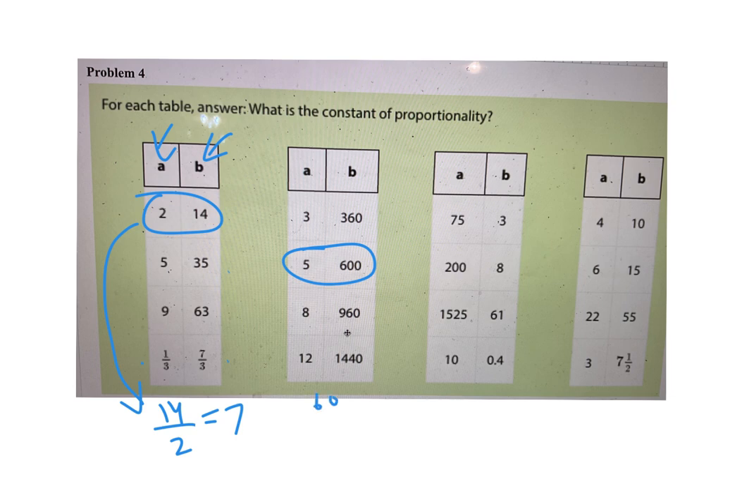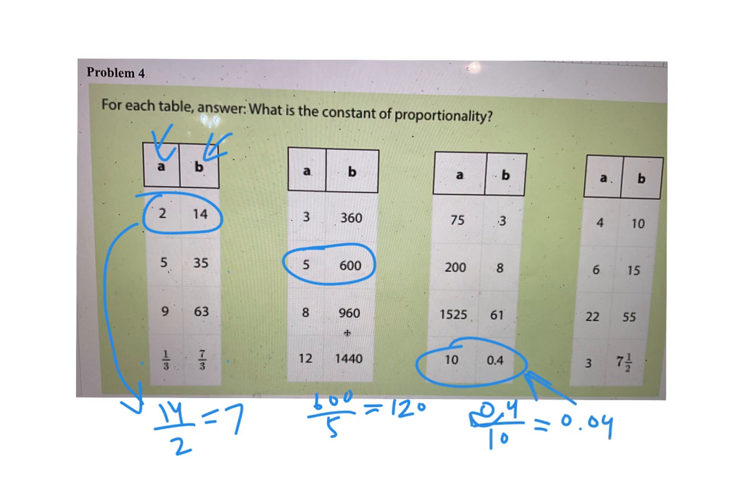So we're going to say 600 divided by 5. That gives me a COP of 120. All right, we're going to do the next row. It doesn't matter which row I choose, so I'm going to choose that one. Because whenever you divide by 10, you don't even need a calculator. You just move the decimal one space to the left. So I have 0.04. That's my constant of proportionality for table 3.